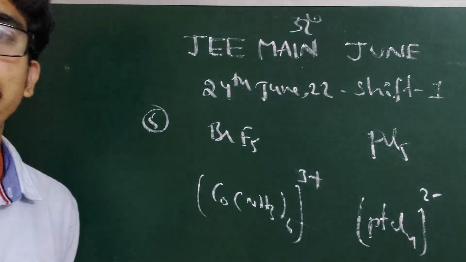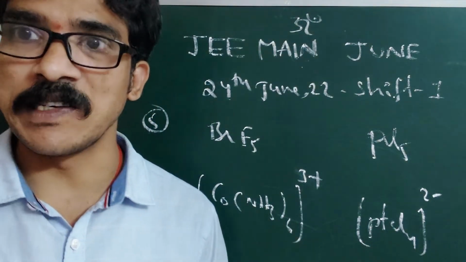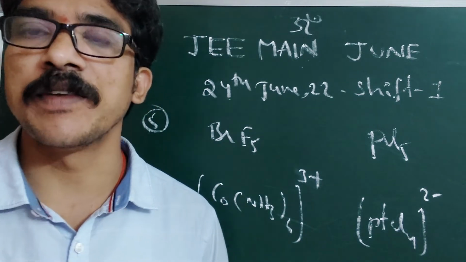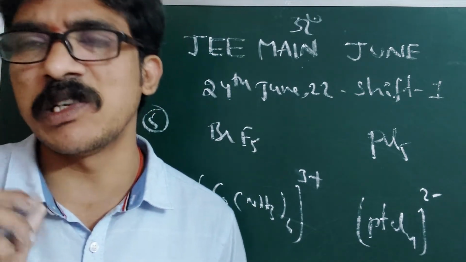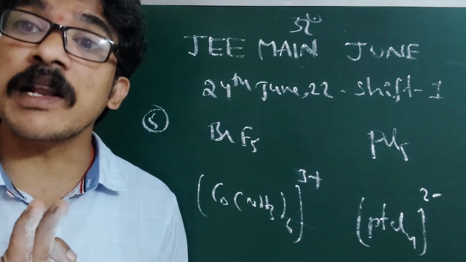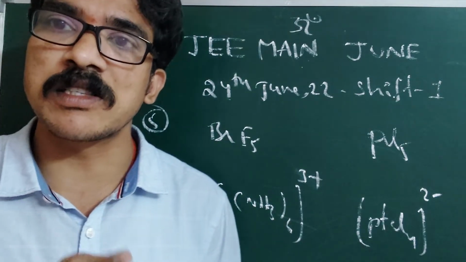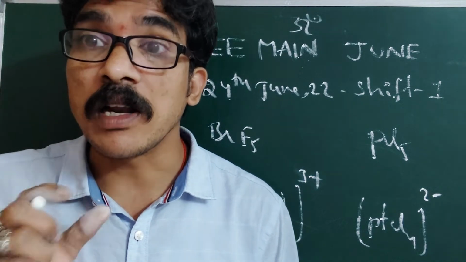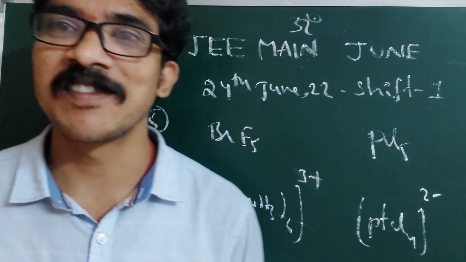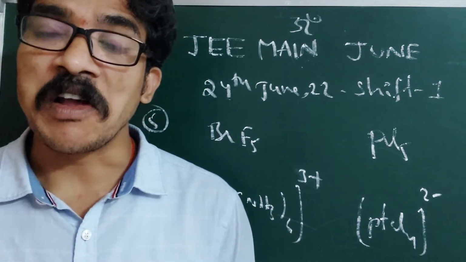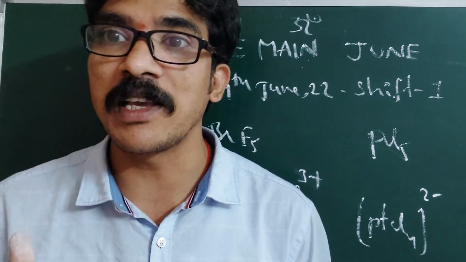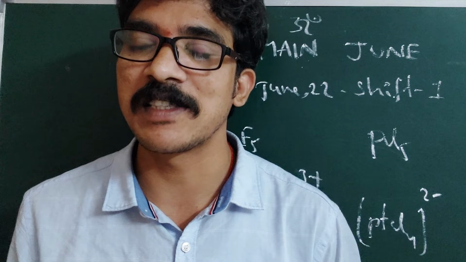Next, question number 5. This is a matching question, like in Advanced. The matching is also a very easy question. This is related to two very important inorganic lessons: one is chemical bonding, another one is coordination chemistry. Throughout inorganic chemistry, chemical bonding and coordination chemistry play the major role. Very good lessons.